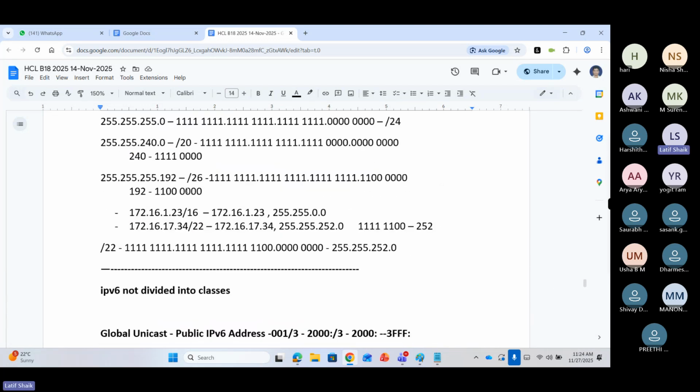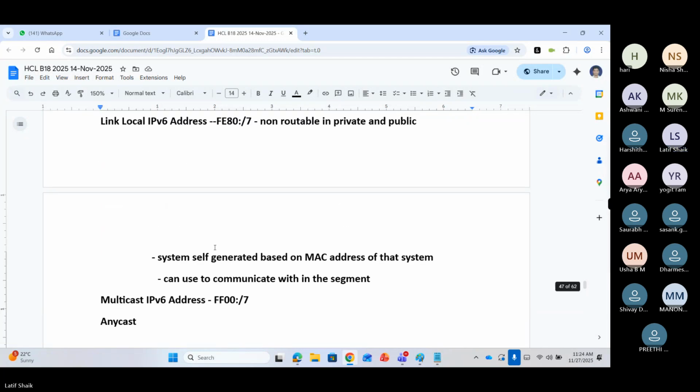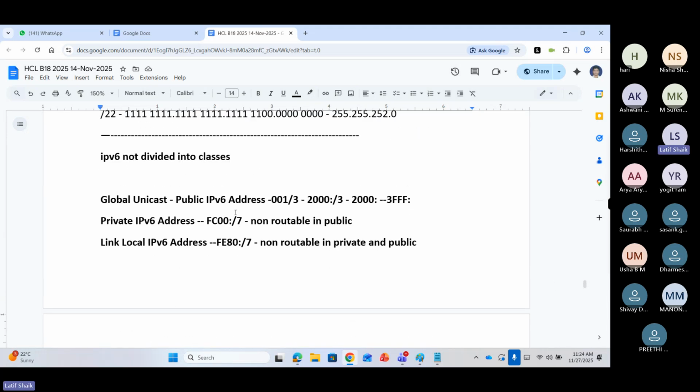So this is about IPv4 private addresses, whereas in IPv6, we don't divide the entire range into classes. But there are specific ranges for different purposes. For private communication, FC00 is the series, FC00/7. This range is non-routable in public. You can use it without registration or payment, within your organization, in the FC00 range.